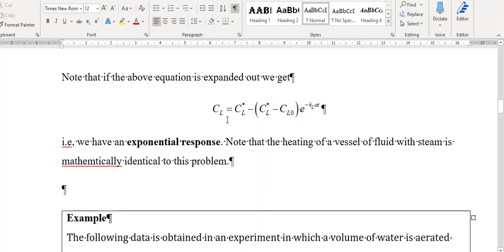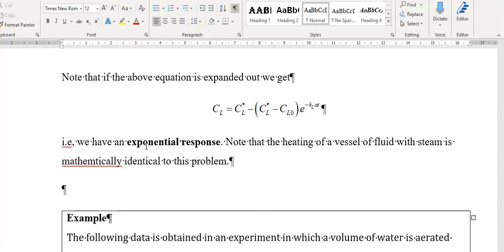So the concentration curves upwards in a nice exponential shape, where the slope is decreasing all the time until it levels off at Cl star, technically. So ultimately, if you keep your aeration going for long enough, the water would become saturated, which is kind of what you'd expect.